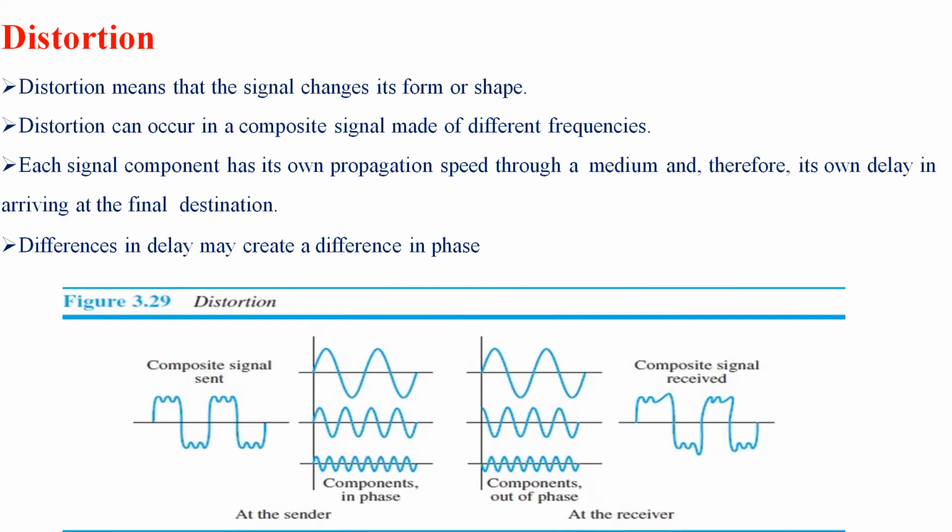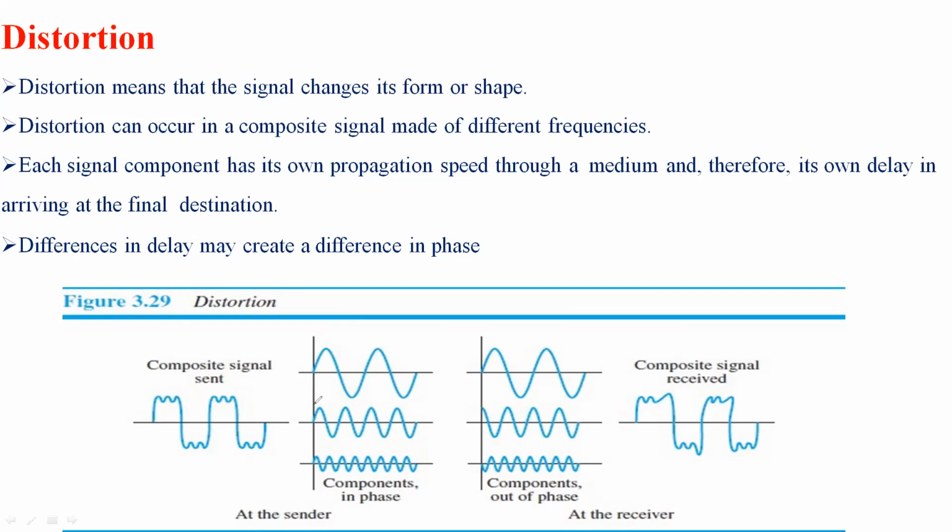This is the pictorial representation of how distortion takes place on a particular media. It shows the effect of distortion on a composite signal. Here we have a composite signal which is sent. In phase, it eventually changes.